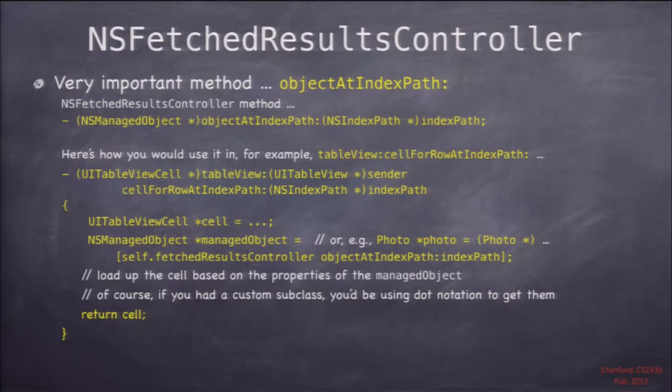And it's a very important method to understand, which is object at index path. You send that to the fetch results controller, and it will return you a photo star or a photographer star or some NSManagedObject star, which is the object that's at that row. And then you can pull out the attributes and put them into your UITableViewCell in cellForRowAtIndexPath. It's really important to understand that method.